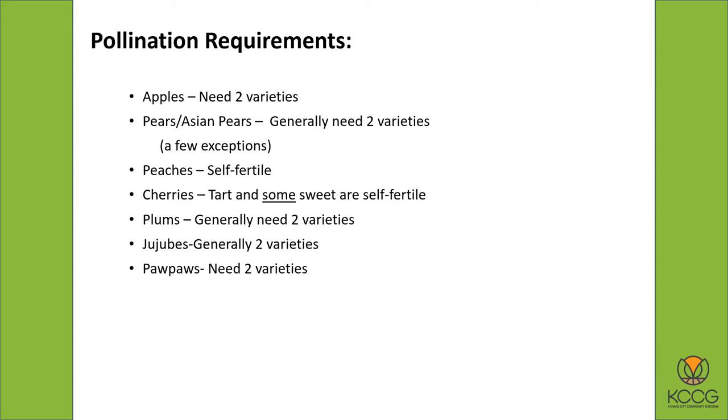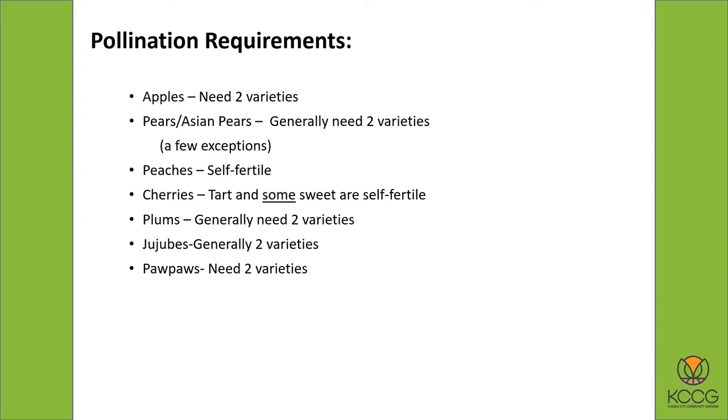Apples, you definitely need two distinct varieties in order to get an apple crop. Now, in some cases, crab apples serve nicely as a pollinizer, as a pollen source for an apple. The thing about crab apples is they have a long bloom time, and so the bees are moving between the crab apple and, let's say, the solitary apple variety that you have.